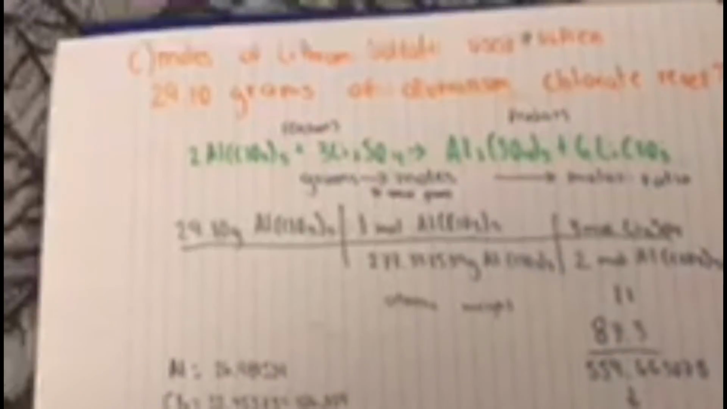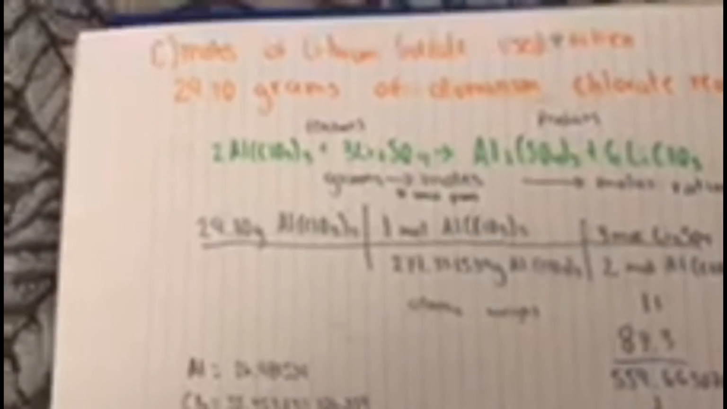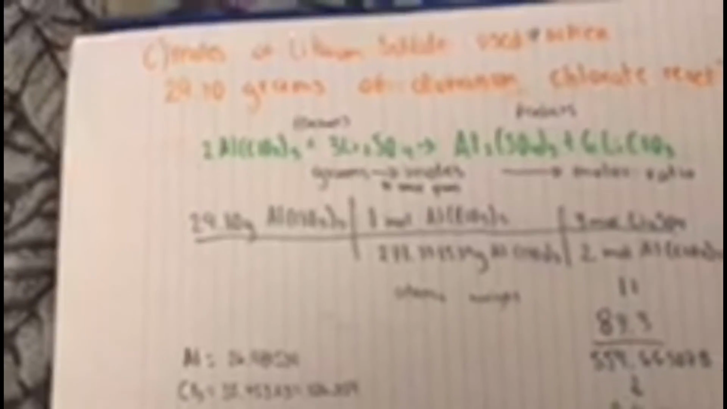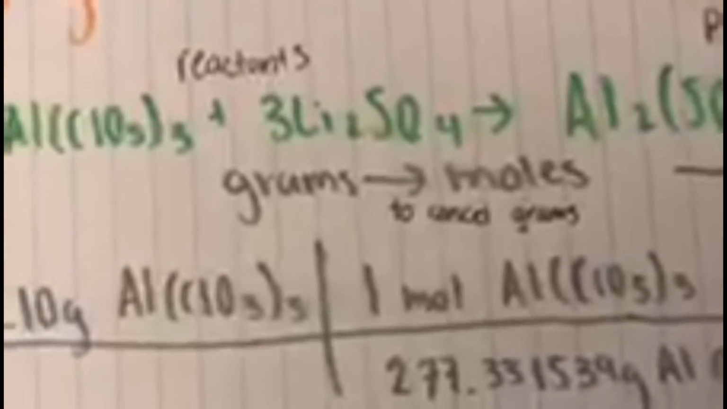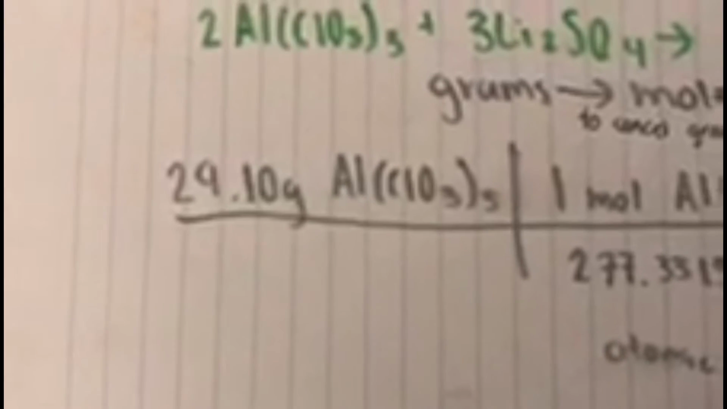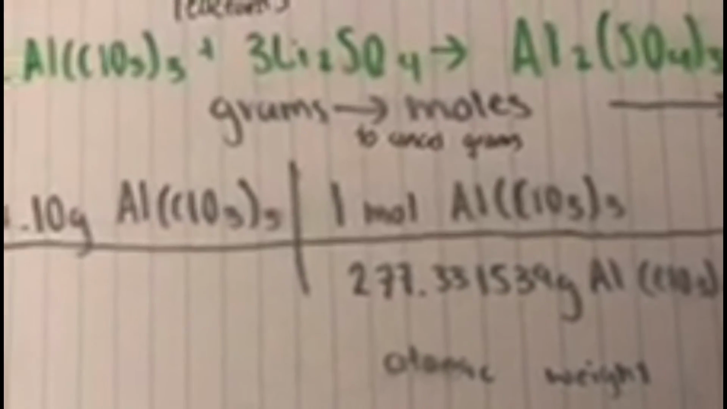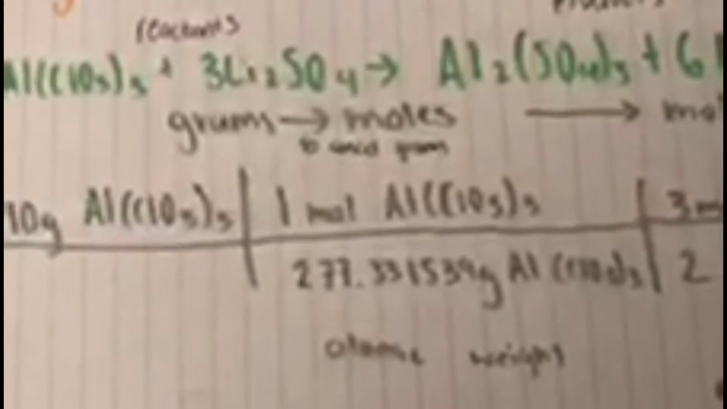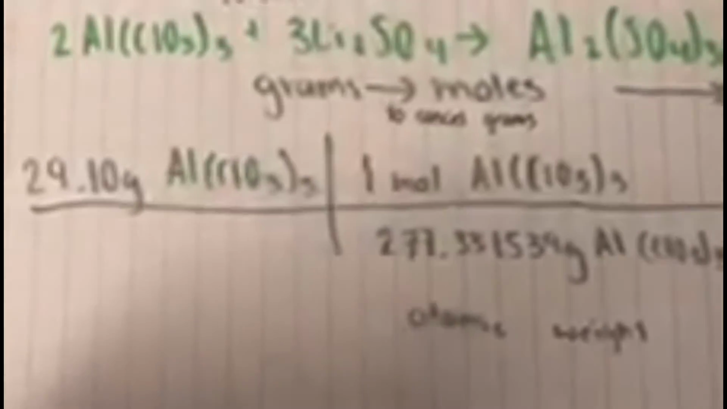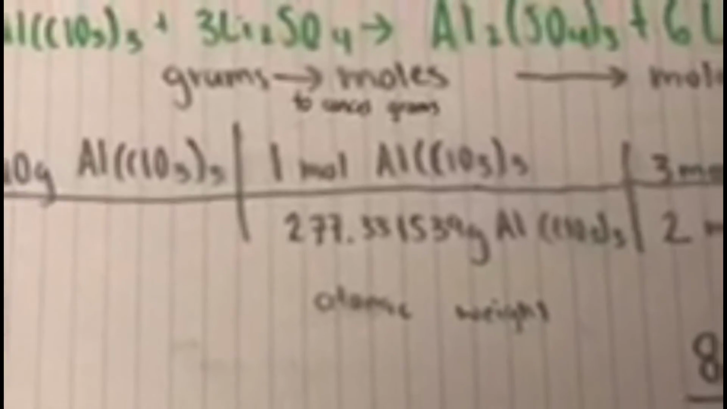Hello, I'm going to be answering question 3, part C. The question is, how many moles of lithium sulfate are used up when 29.10 grams of aluminum chloride react? So we will start off with putting the grams into moles, like I have written down here. We start with 29.10 grams aluminum chloride on the train track, and right next to it we're going to have 1 mole aluminum chloride, and under it we will have the atomic weight. The reason we will have it in grams is because we want to cancel these 2 grams, cancel just grams overall.